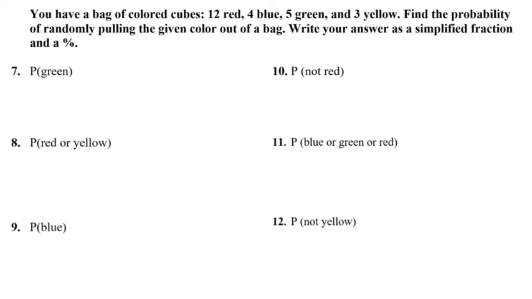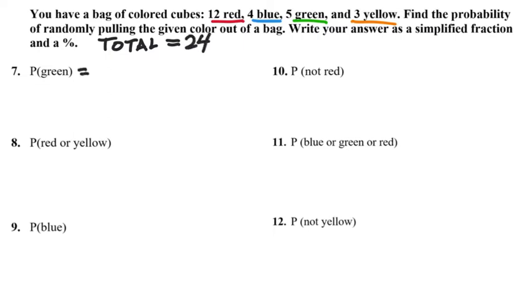Okay, so the probability of green. So again, this is just one event right here. And looking at the values that we're given, we got 12 red, 4 blue, 5 green, 3 yellow. The first thing I would want to do for this one is figure out how many total cubes are in the bag. Okay, well, there's 12 red, we got 4 blue, 5 green, and 3 yellow. So that's 12 plus 4, that'd be 16, plus the 5 makes that 21, and then plus the other 3 makes that 24. So that's 24 total cubes. And why do we want to know that?